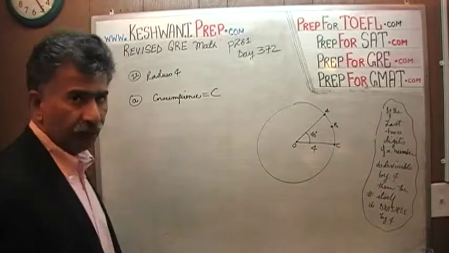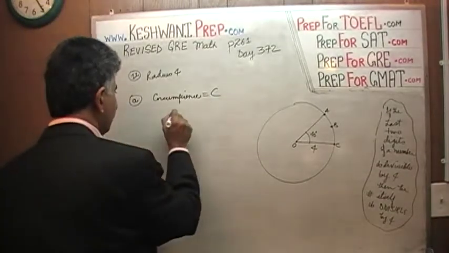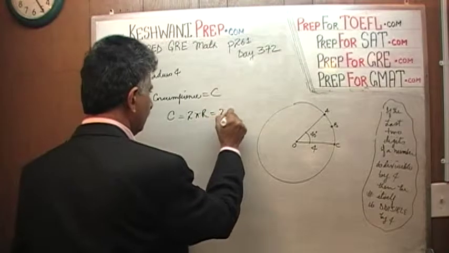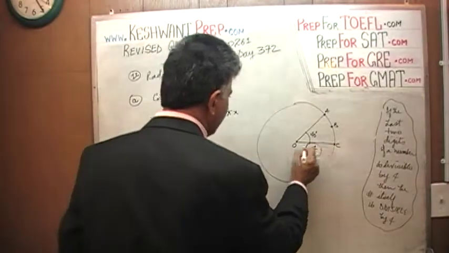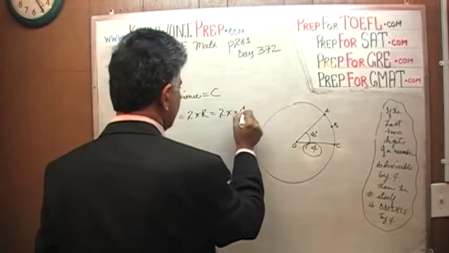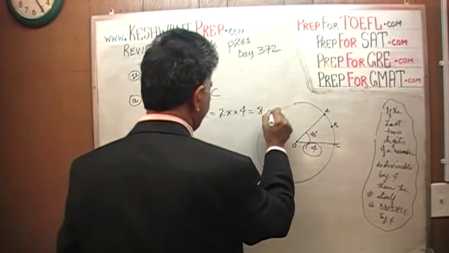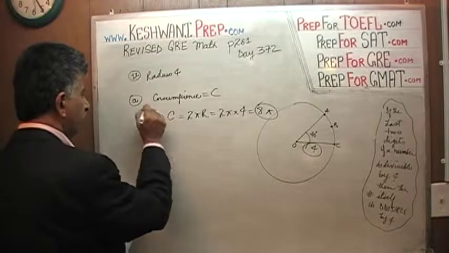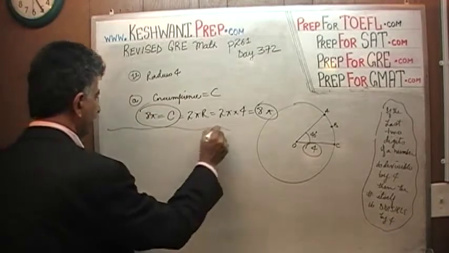But you do have to know your formulas. Do you understand? Circumference, we know, equals 2 times pi times r, which we are told is 4. So it's 2 times 4, which is 8 pi. Circumference equals 8 pi.